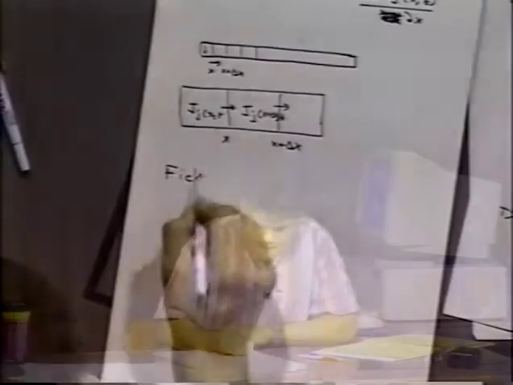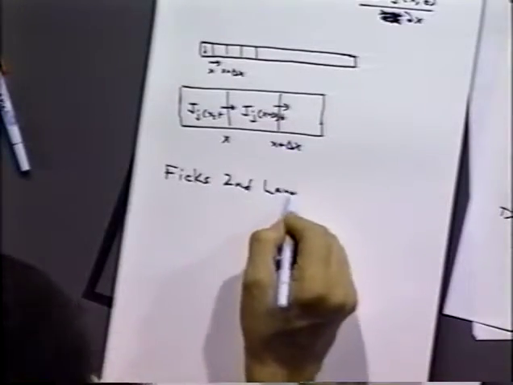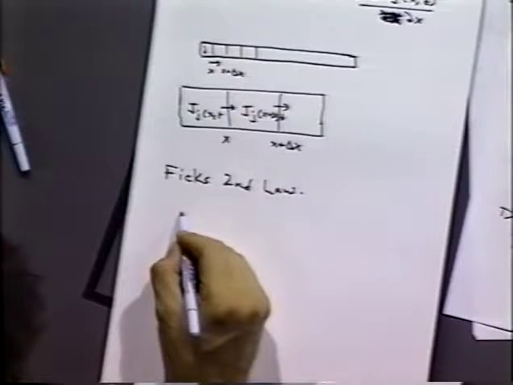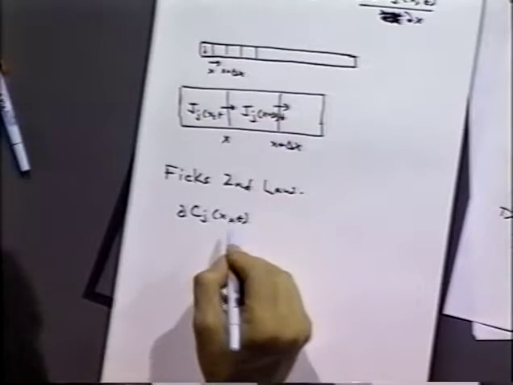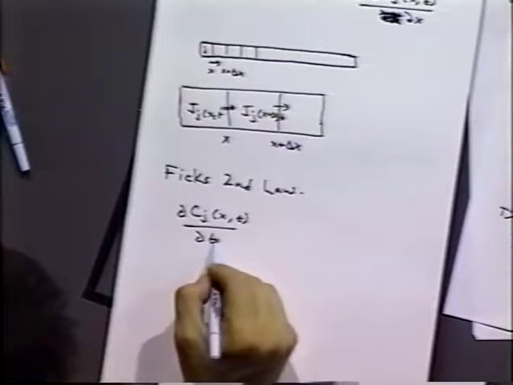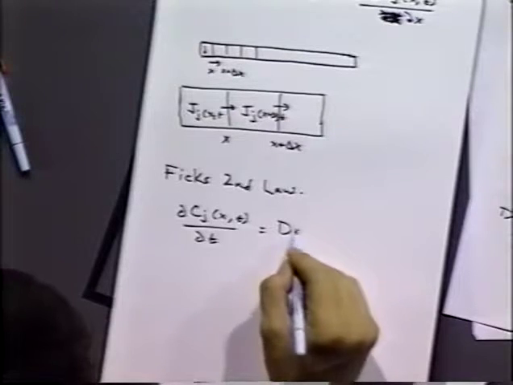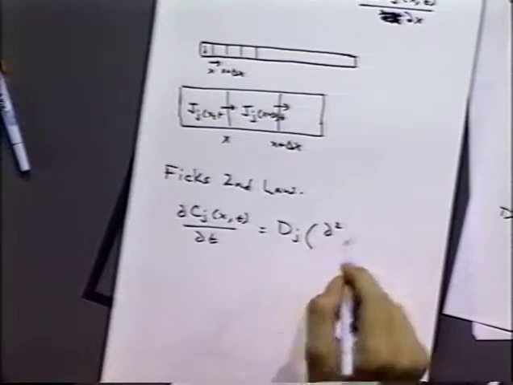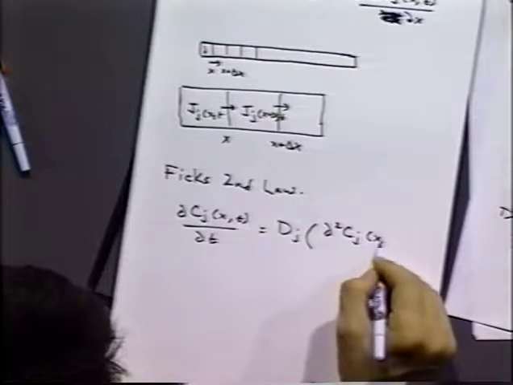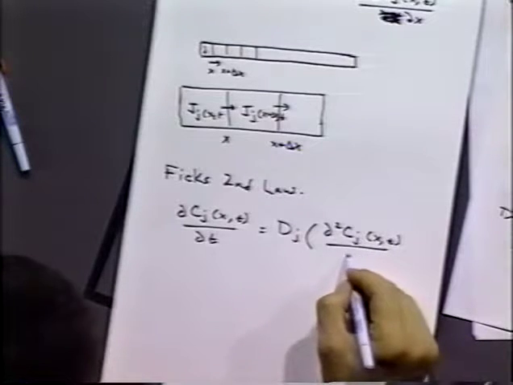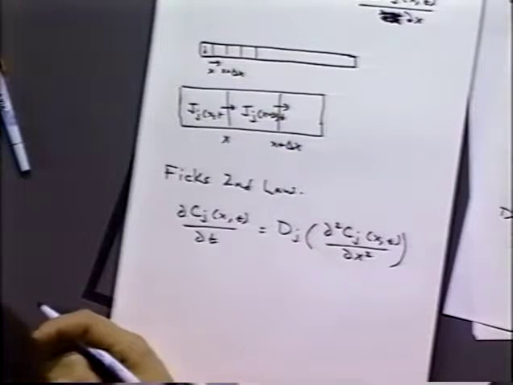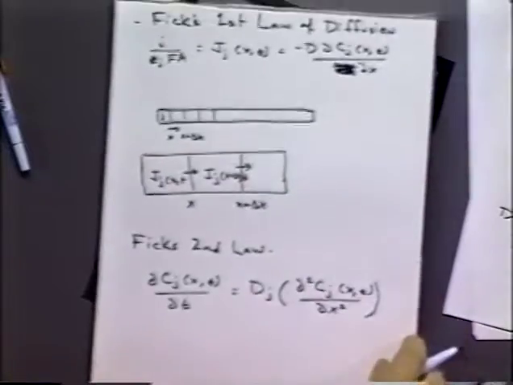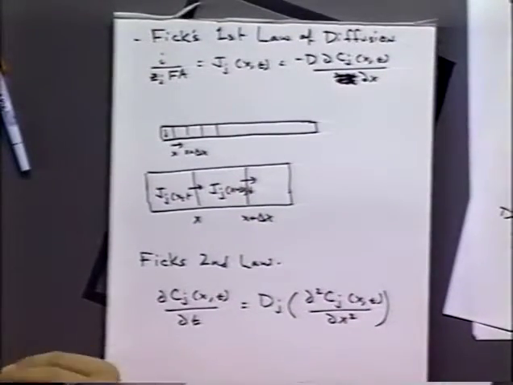What about the second law? And this second law gives us the change in concentration with time. So the change in concentration with time is equal to the diffusion coefficient of species J times the second derivative of the concentration of J with respect to x. All right, so both of these that I've written, Fick's first law and second law, are for one-dimensional diffusion down a one-dimension gradient.